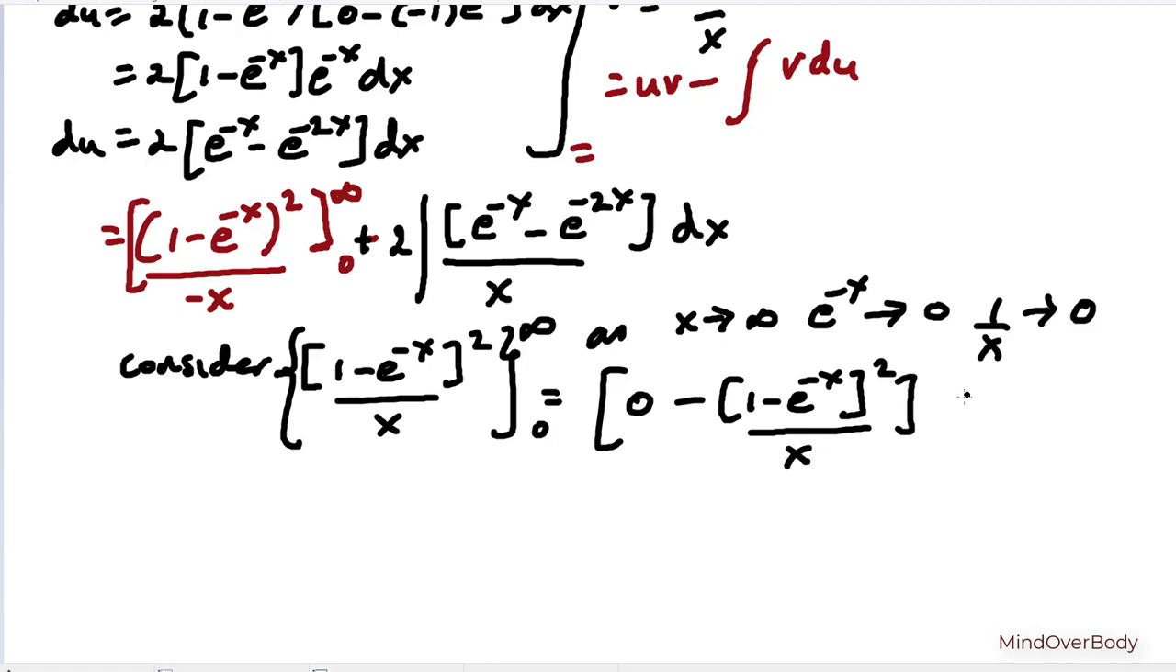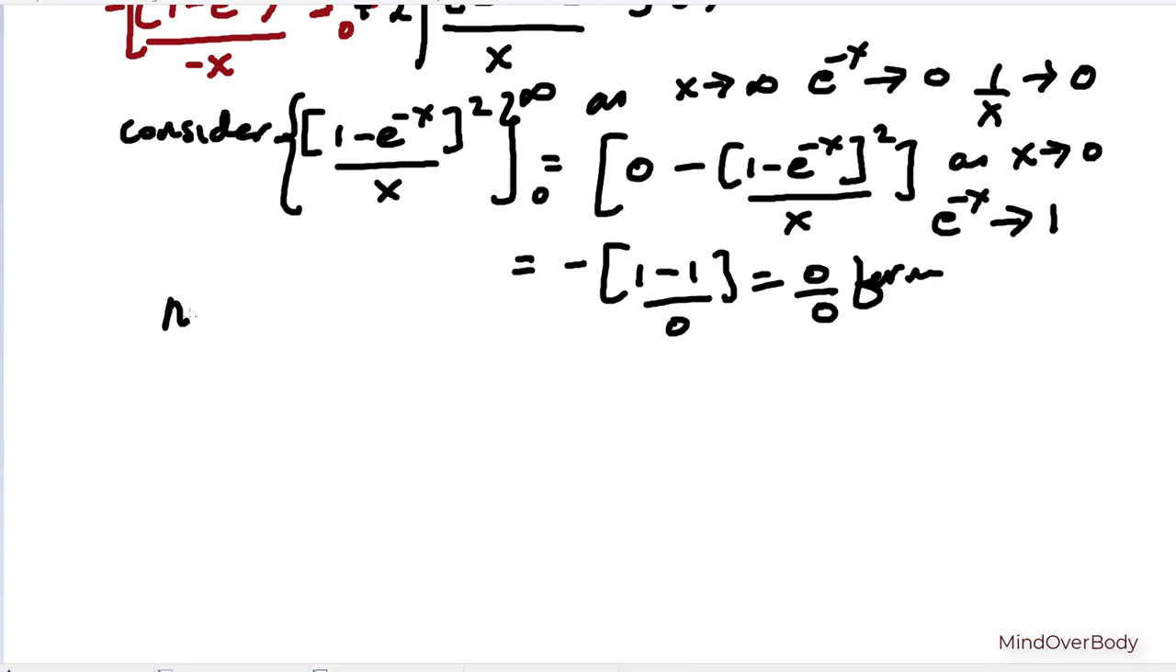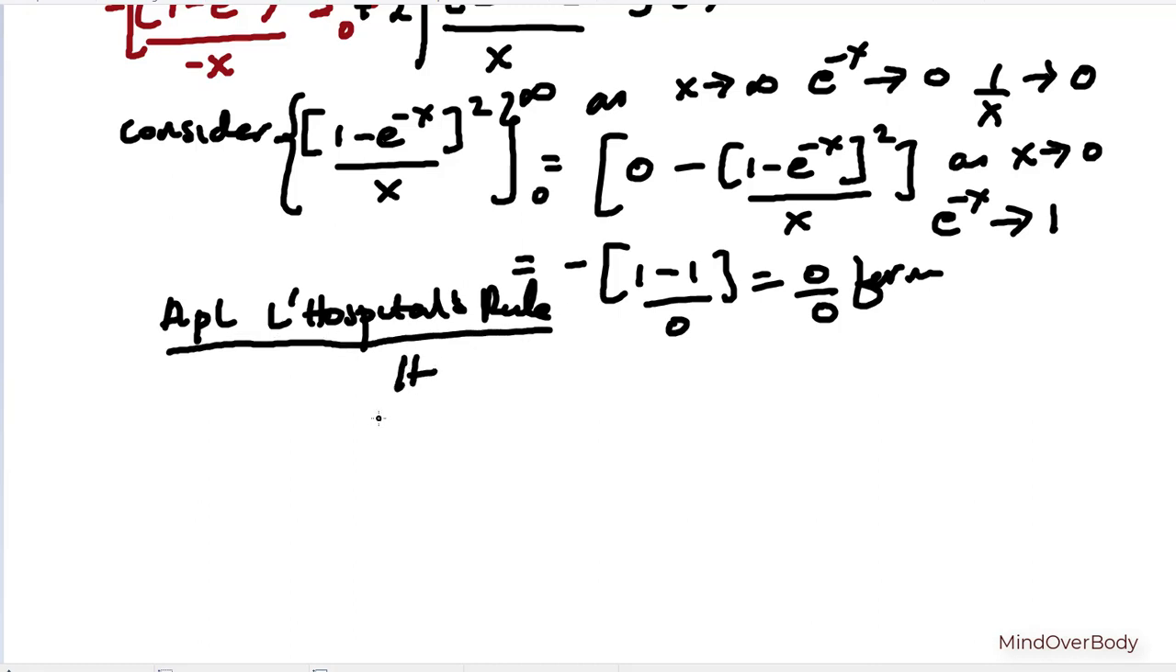Now for the second term, I need to move x towards 0. So if x is moving towards 0, e^(−x) will move towards 1. So this is going to give me (1 − 1) divided by 0, which is nothing but 0/0 form. So that would mean I need to apply L'Hopital's rule to extract the limits. So I've got the limit as x tends to 0. I am just ignoring the negative sign, there's no point in placing the negative sign there. So this is going to be (1 − e^(−x))² divided by x.